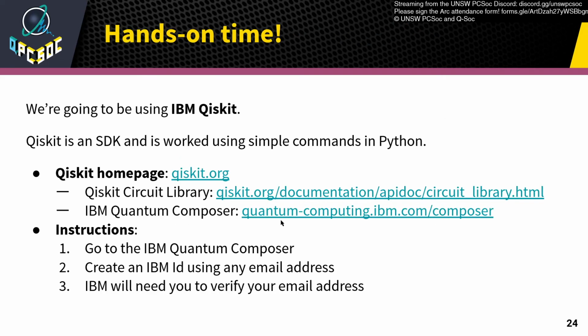So with that, it's hands-on time. Everyone go to the Quantum Composer in IBM. We're going to be using IBM's Qiskit, which is an SDK, just a way to add gates using very simple commands in Python. You don't even need to know Python. You just put Lego together. It's in the Theta chat. Click on the link. You'll have to create an IBM ID using your email address, and IBM will need you to verify your email address.